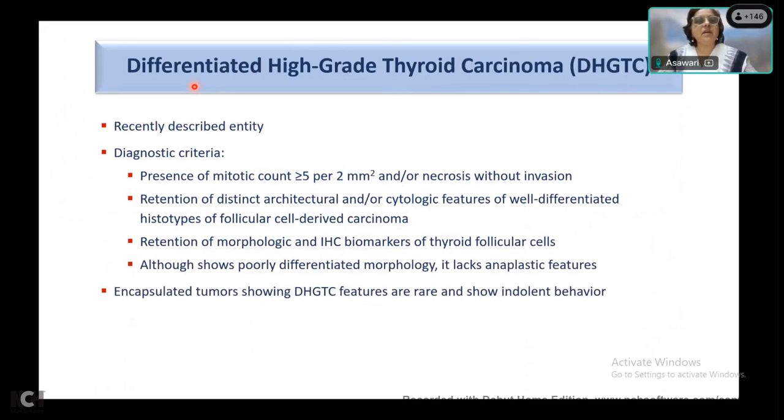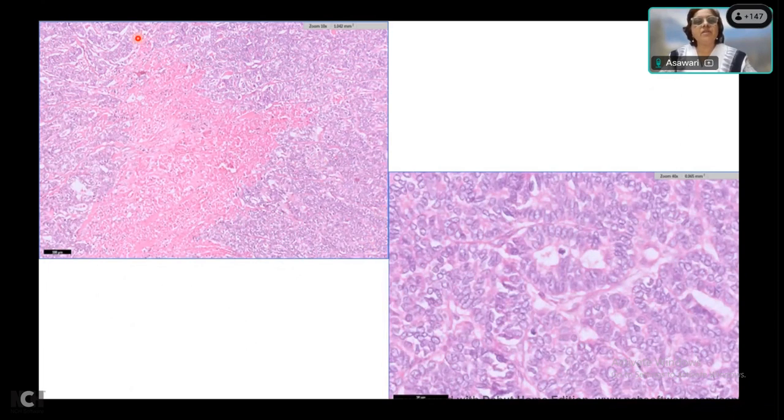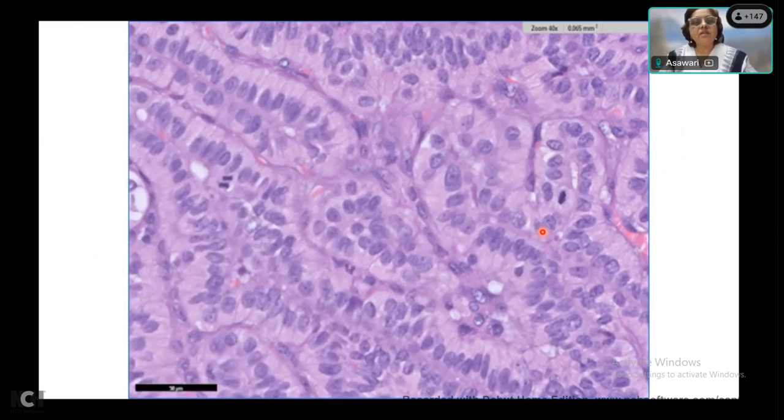And then differentiated high grade, which will have 5 or more mitoses per 2 square millimeters and necrosis, but it can show papillary nuclear features, and it can show follicular morphology. And this is another case where you can see follicular architecture, necrosis, and mitosis. Another case where you see tall cell morphology and mitosis. Yes, everything is included.